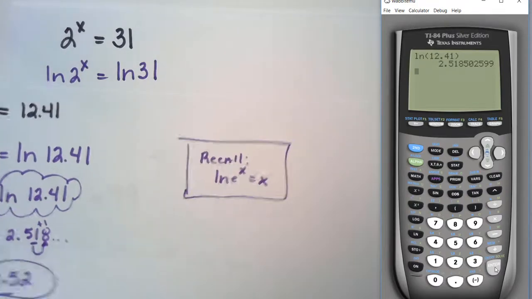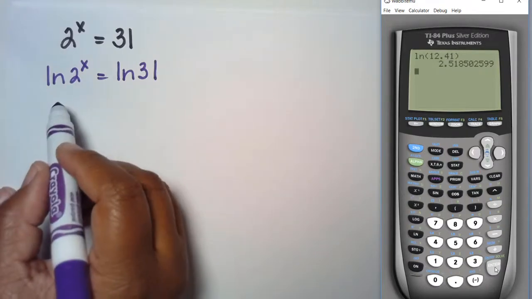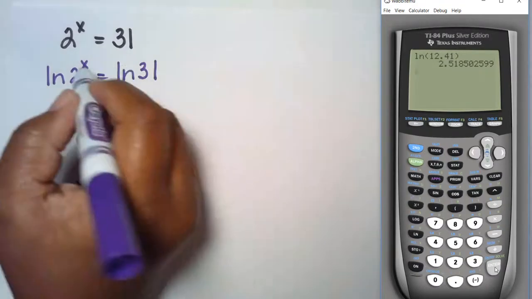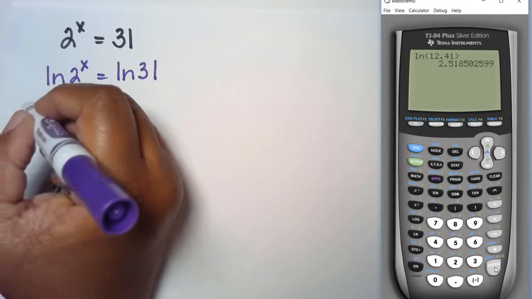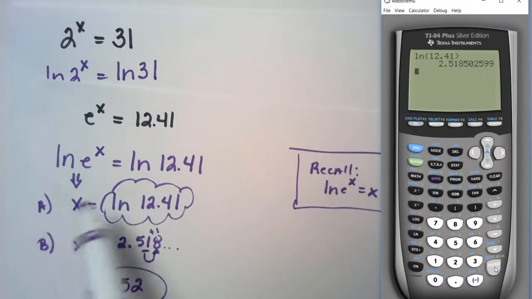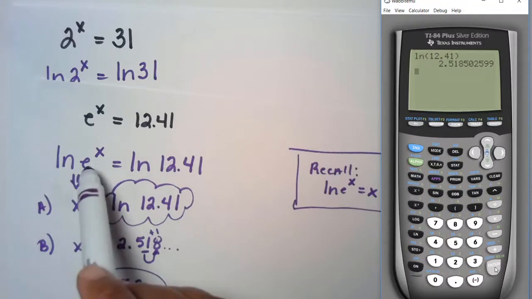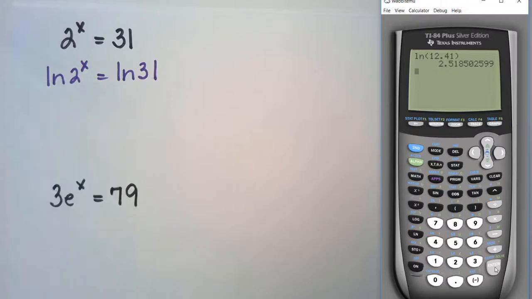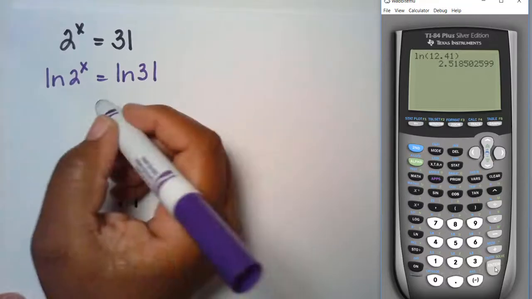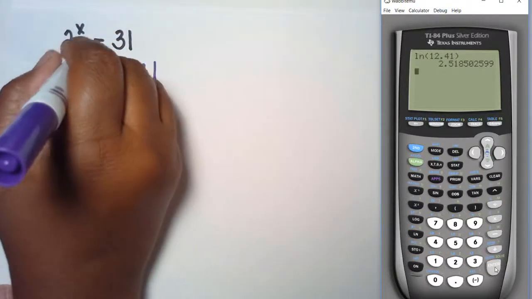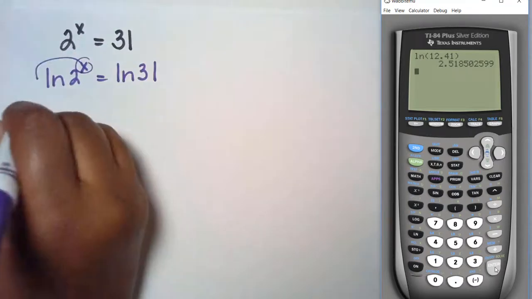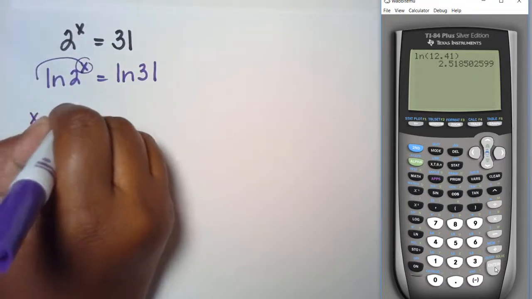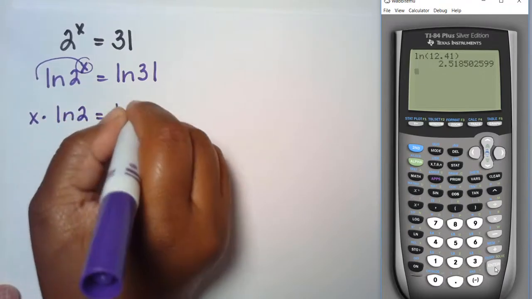Okay? So what we will have to do on the left-hand side here is use the power rule, meaning let's take this x and bring it down. Now, for the first two examples that we did for this particular section, yes, we could have used the power rule for each of these where we could bring down the x. But it was not needed because you do have a property that allows us to just focus on that exponent. So let's take this x. We're going to bring it in front of the ln. So we have x times ln of 2 is equal to ln of 31.